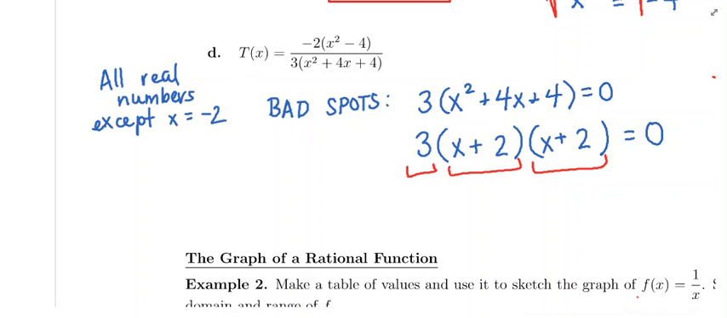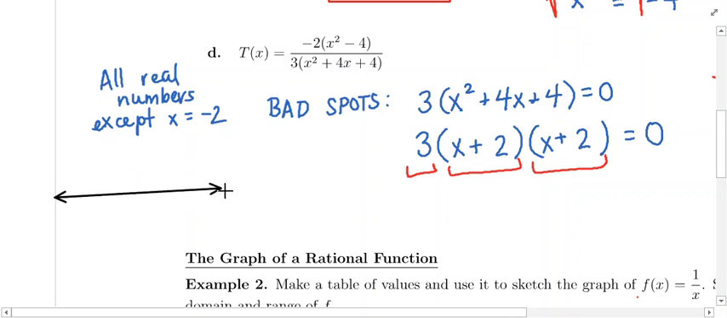So let's go ahead and draw this out on a number line. So here's our number line. Okay, we're going to put our lone bad spot here at -2. Put an open circle to exclude it. Every other x value is good, including decimals and fractions. And we'll go from left to right down the interval notation.